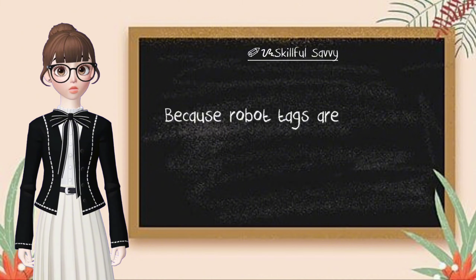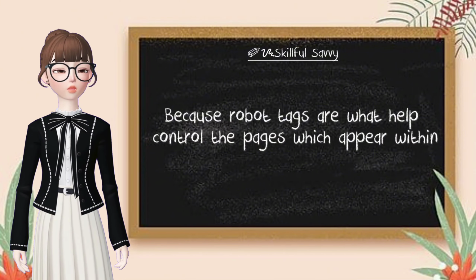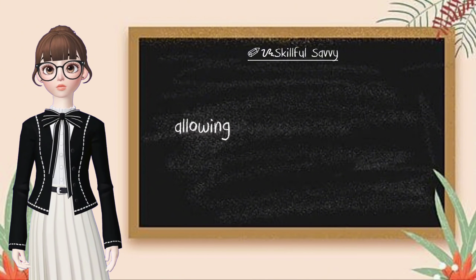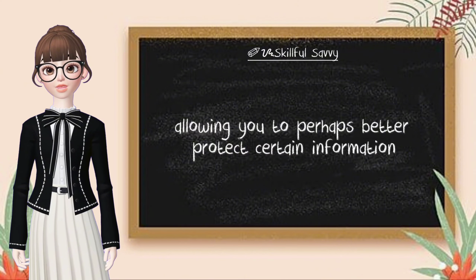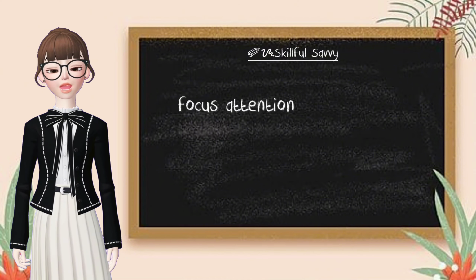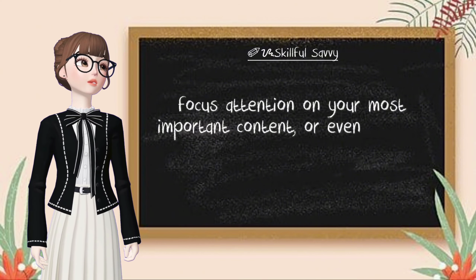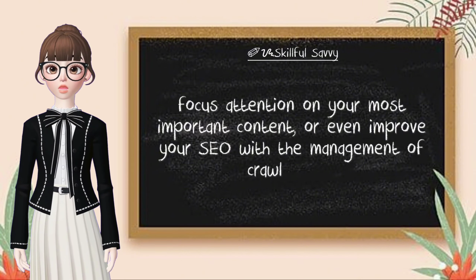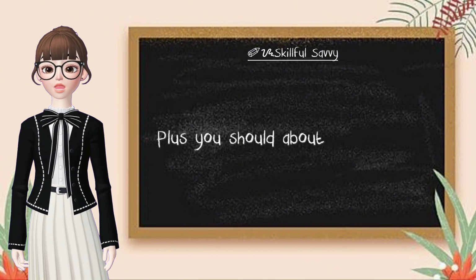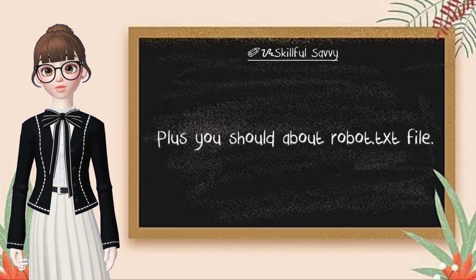Because robot tags help control which pages appear within search results, allowing you to better protect certain information, focus attention on your most important content, or even improve your SEO with the management of crawl budget. Plus you should know about the robots.txt file.